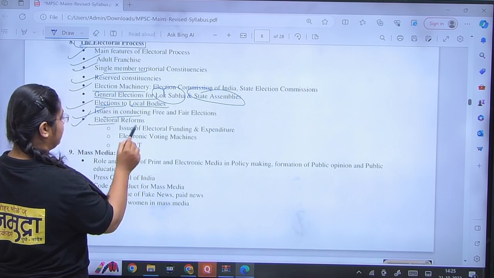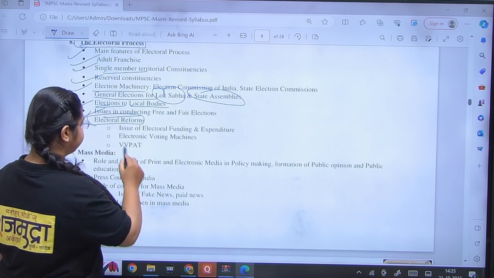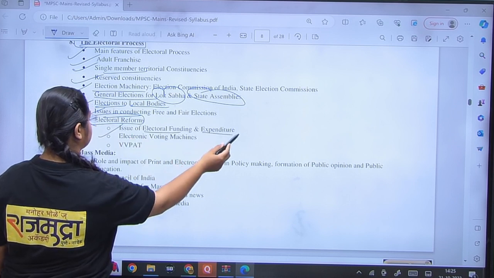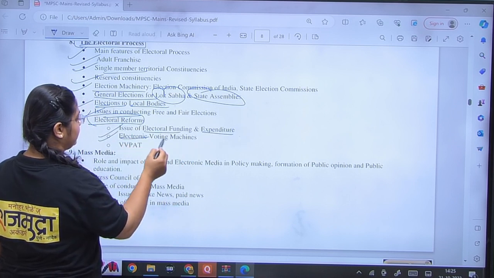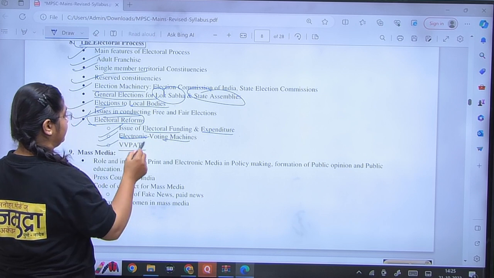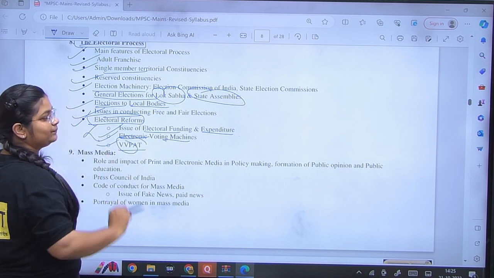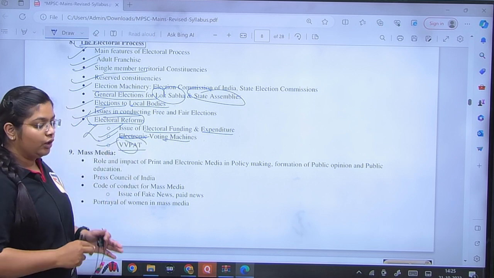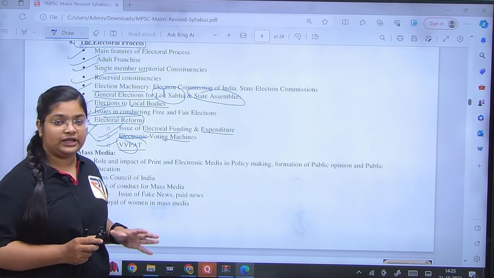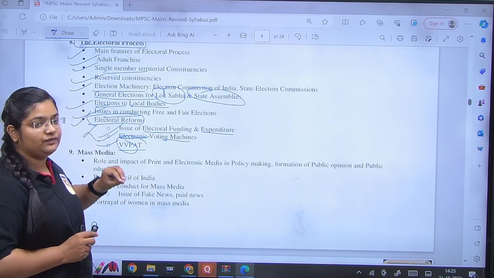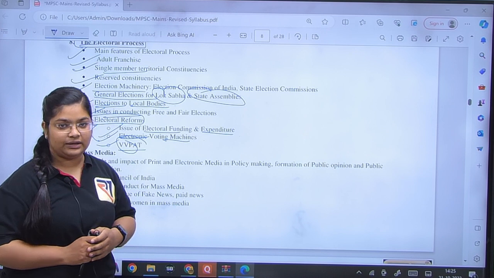Next, we have electoral reforms, issues of electoral funding and expenditure, and then electronic voting machines and VVPAT. We are going to learn each and every detail given in the syllabus in upcoming lectures.